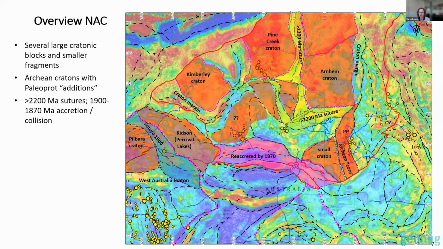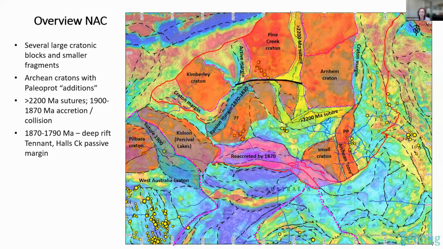The Aileron probably rifted a bit, had to be reaccreted by 1870 is the general understanding prior to deposition of the younger sequences. So then from 1870 to 1790, we have a few different things happening. We've got a passive margin here in Halls Creek, west of the Tanami. Interestingly, at the same time, the evidence from the Litchfield terrain up here in Pine Creek suggests it's an active margin, which means we have to have a transform boundary through here.